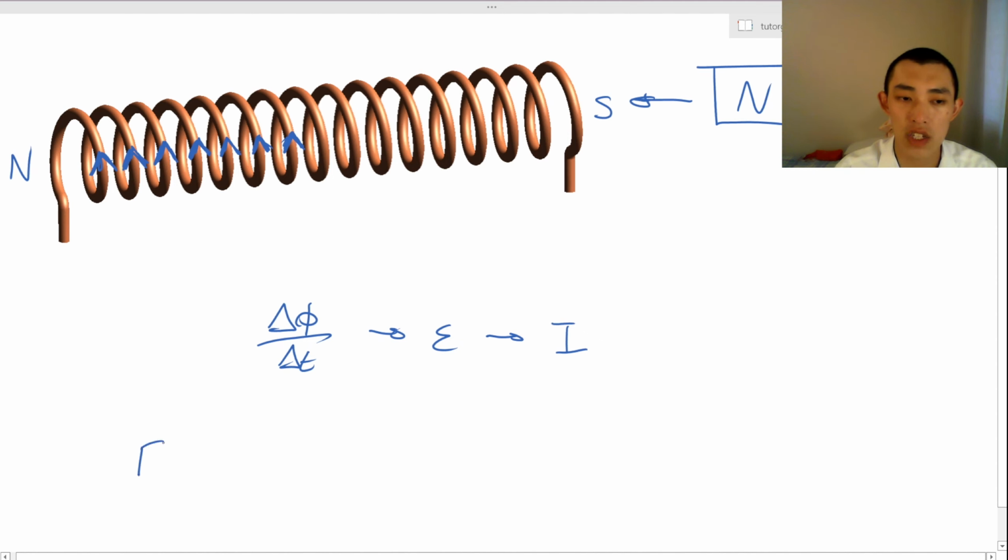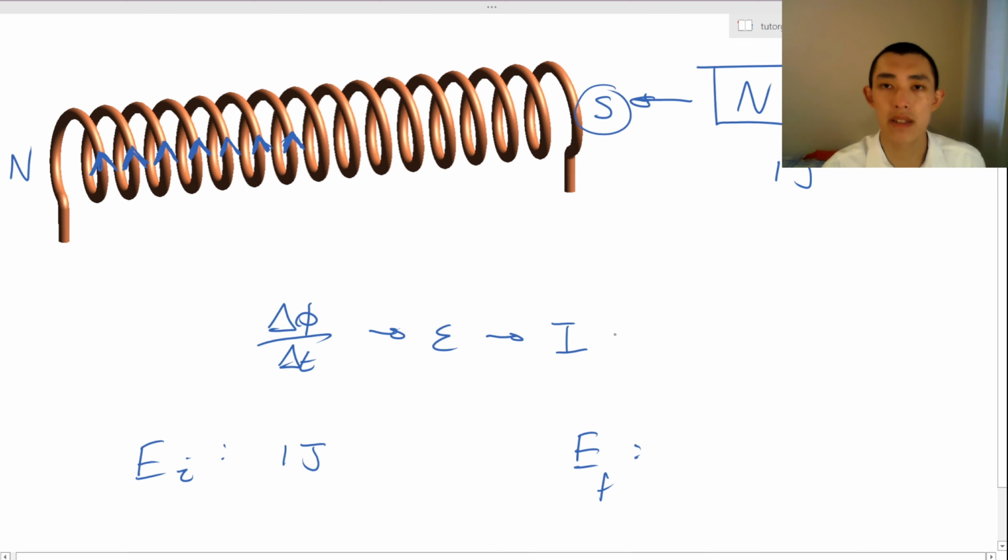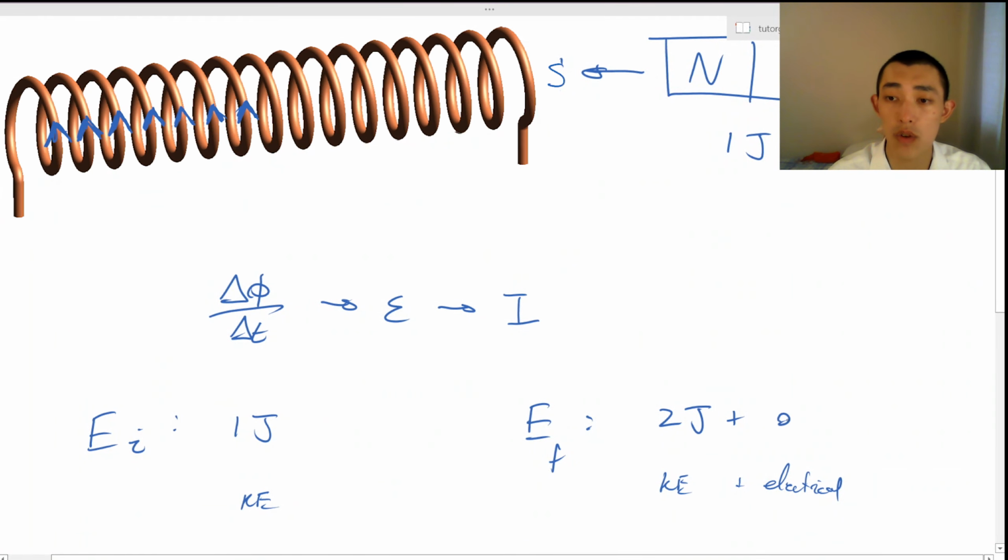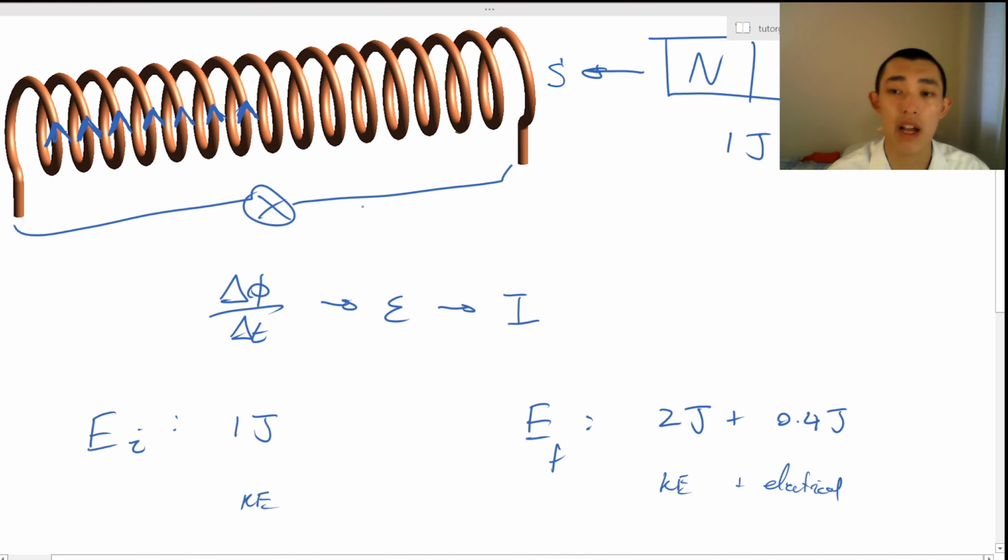Because consider my energy initial. My initial energy. How much energy do I have? Let's say that I have 1 joule of kinetic energy, right? So I put in 1 joule of kinetic energy. Let's see the energy final. Well, what's going to happen? Well, my magnet's going to gain kinetic energy because it's going to get attracted, it's going to get sucked in by this South Pole. So let's say that there's 2 joules of kinetic energy, and I might have, let's say, 0.4 joules of electrical energy being generated because, you know, I have some current running inside here. If I had a light bulb, I could power that light bulb. It'll be glowing. I have a bit of electrical energy here.